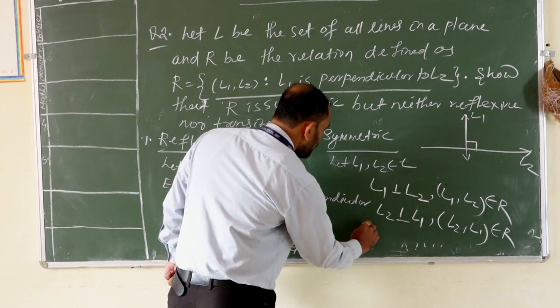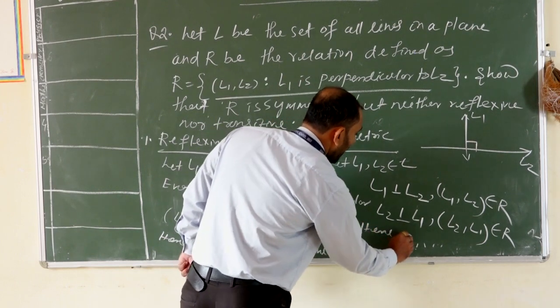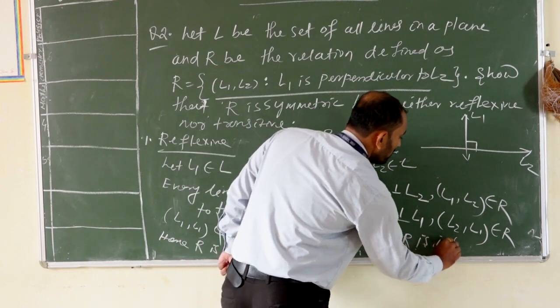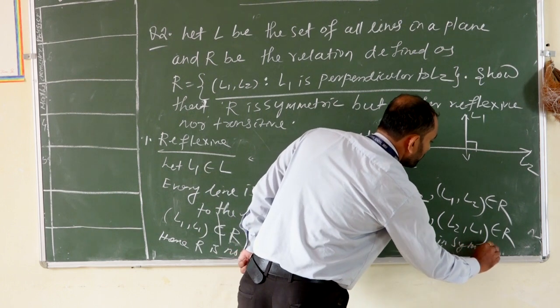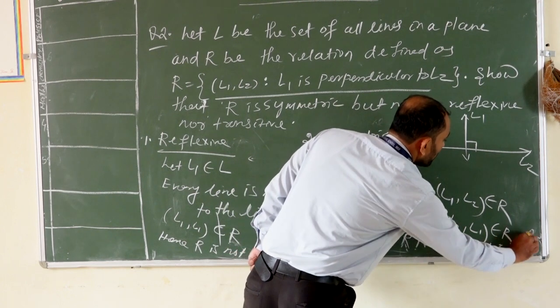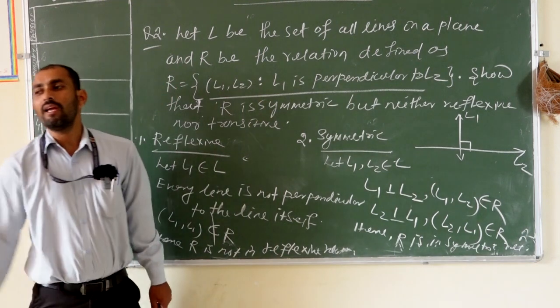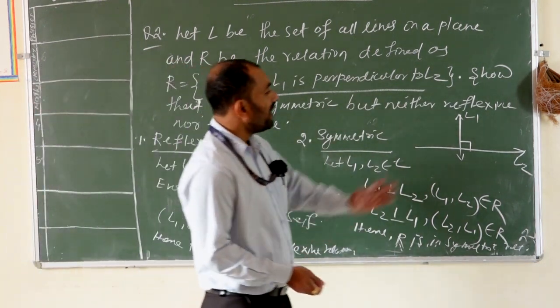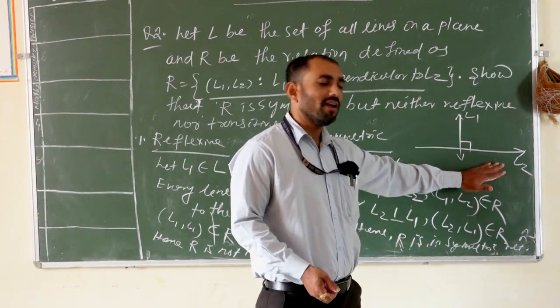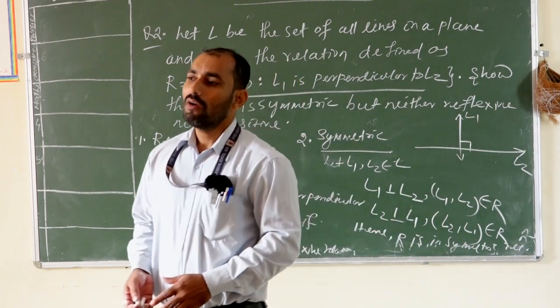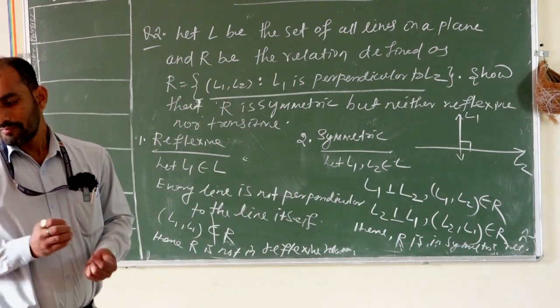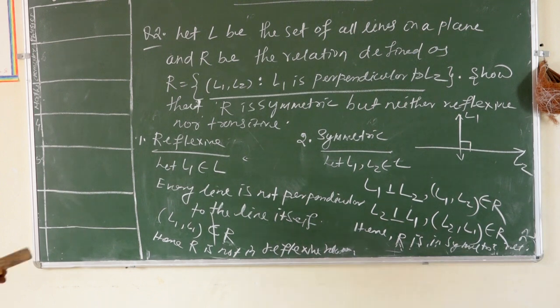Hence R is a symmetric relation. Why? Now, if L1 is perpendicular to L2, then definitely L2 is perpendicular to L1. Clear? Then comes the third condition.